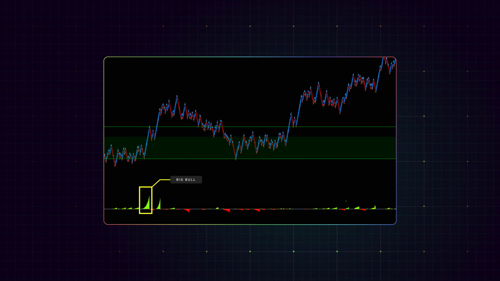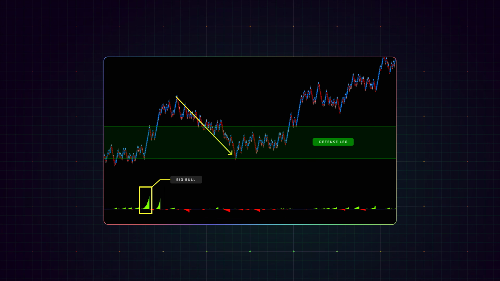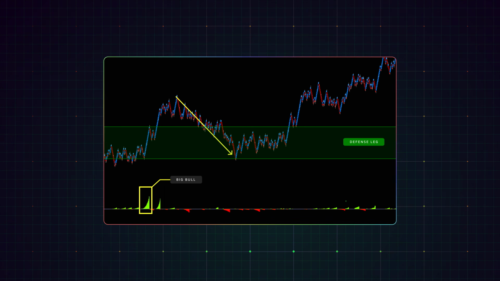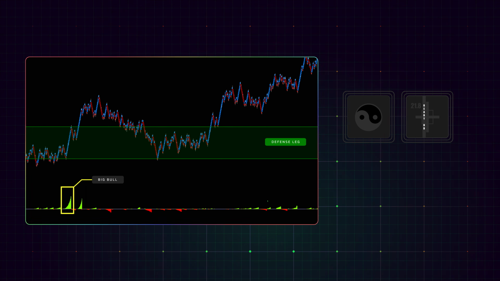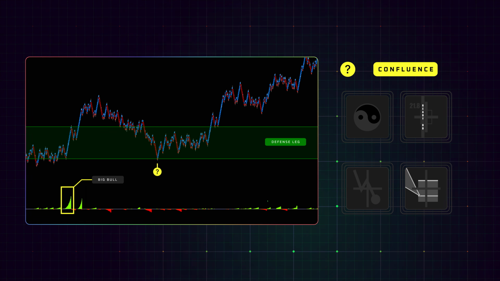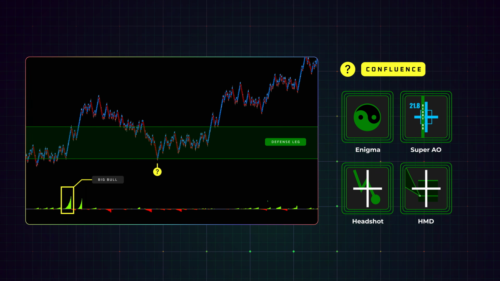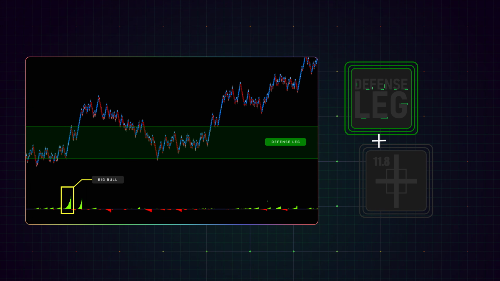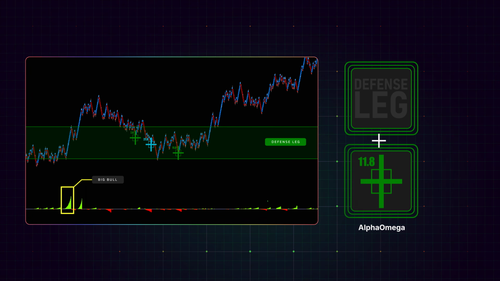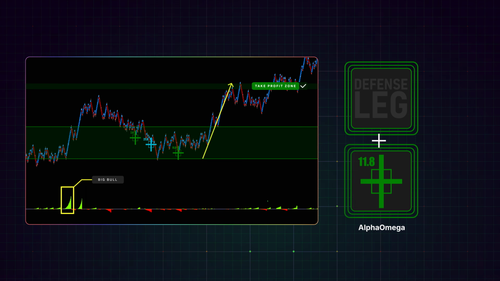As price dips inside the leg and appears to break through, it frequently creates trap-like conditions, such as a move below a bullish zone that attracts sellers before a quick reclaim occurs. Instead of a sustained breakout, we look for a structural rejection as the zone is defended. Observing retail pain inside the defense leg, often flagged by 2 or 3 alpha omegas, can signal the highest probability path toward that calculated take-profit zone.